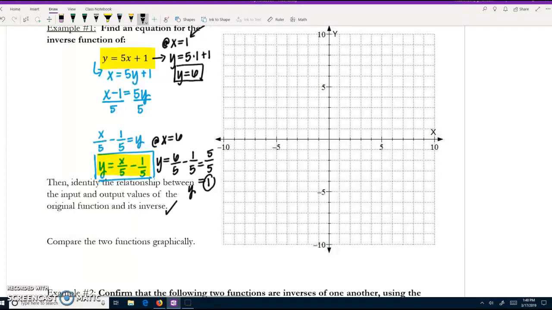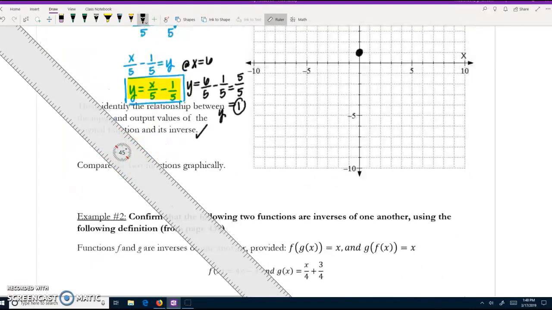I do want to compare how these functions look graphically because inverse functions are going to have a particular type of relationship that we can observe visually in addition to their algebraic relationship. So the first function we have is 5x plus 1. So if I want to graph that, that's just a line. So I can start by placing my y-intercept here and then going up on my slope. So 1, 2, 3, 4, 5, and over 1.